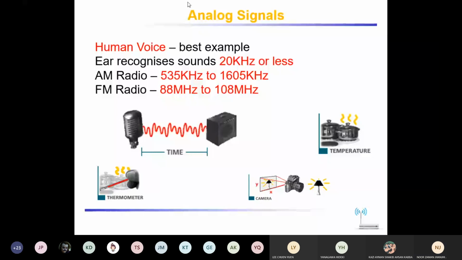Our ears can recognize sounds up to 20 kilohertz or less. Other frequencies exist in this world, so many different frequencies, but our ears are not able to listen to them. AM radio uses different frequencies, from 535 to 1605 kilohertz, and FM radio runs from 88 megahertz to 108 megahertz.